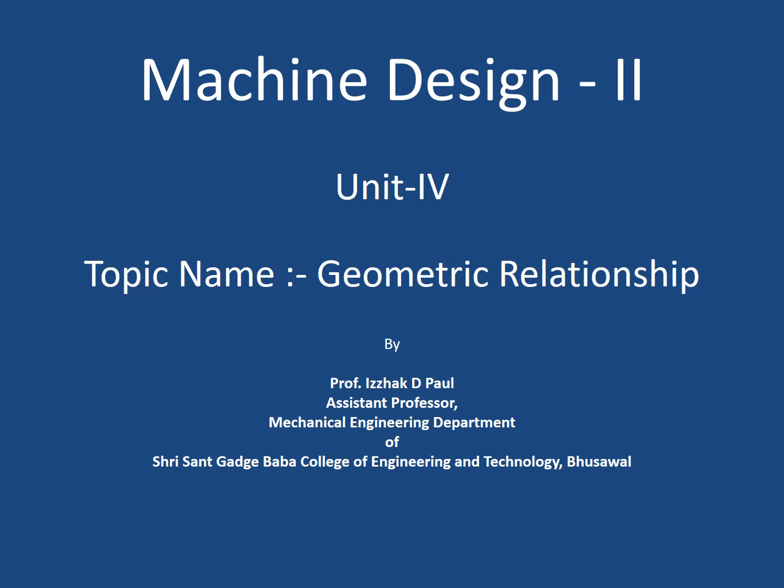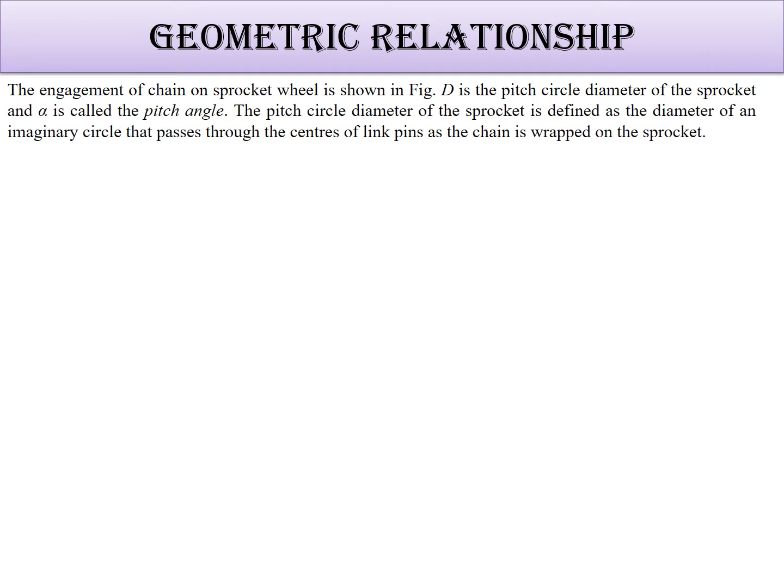So the new topic is geometric relationship, and in this geometric relationship we are going to see the length of a chain, because in the belt drive we have seen chain. So length of chain can be derived with this help. Sprocket is the main part which helps us to find out the chain length.